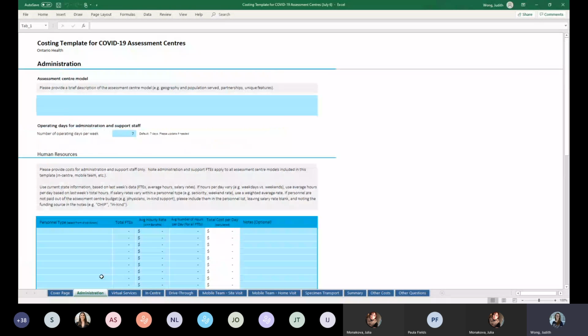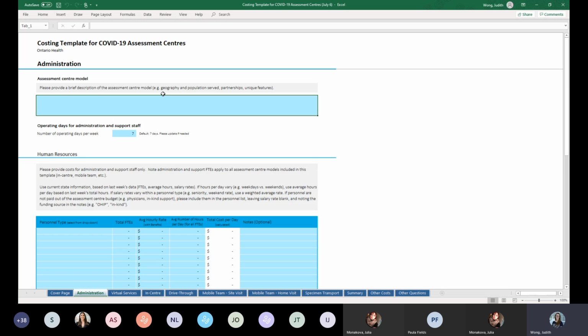So getting into the actual meat of the template, the first tab is on your assessment center administration and support staff. The top of this, the top box here is a free text box where you can give us some brief background about your model in general.